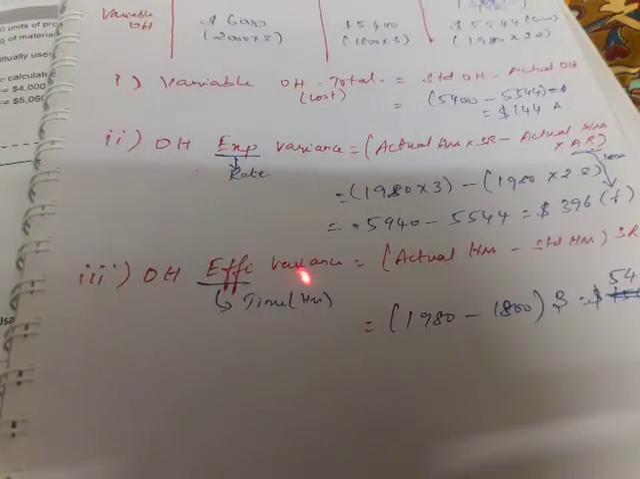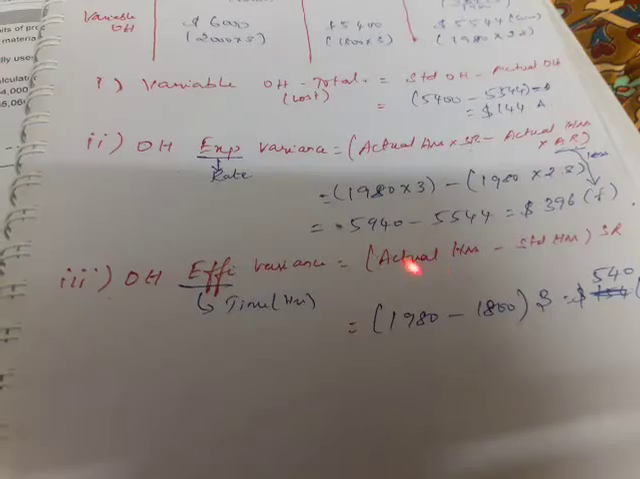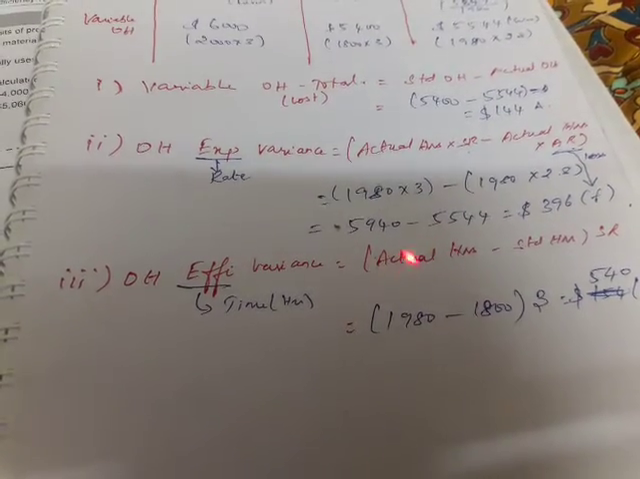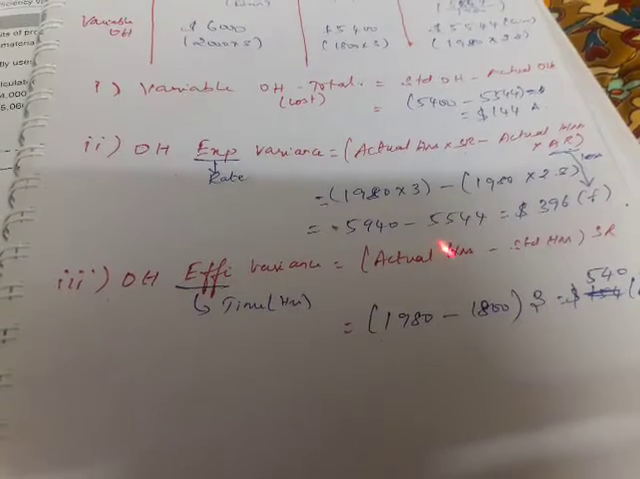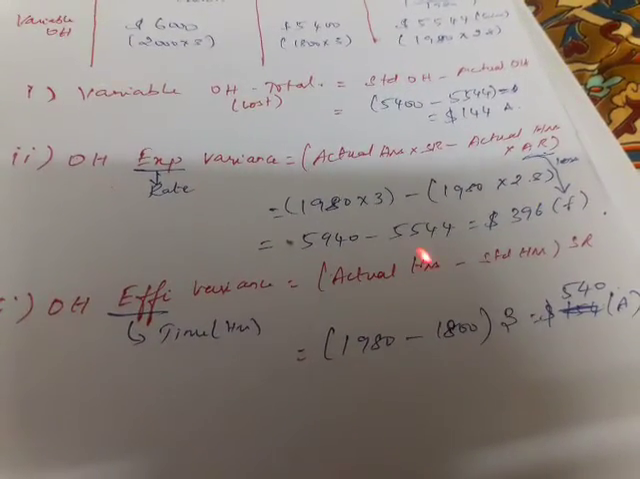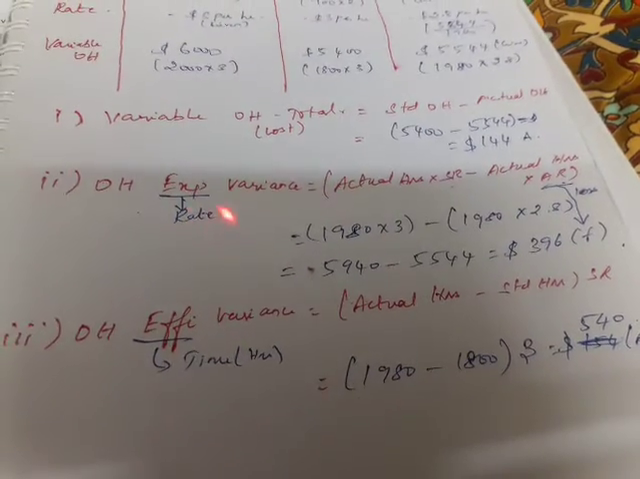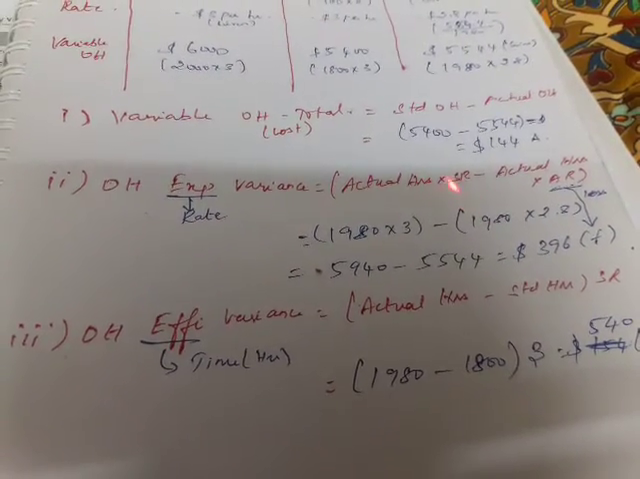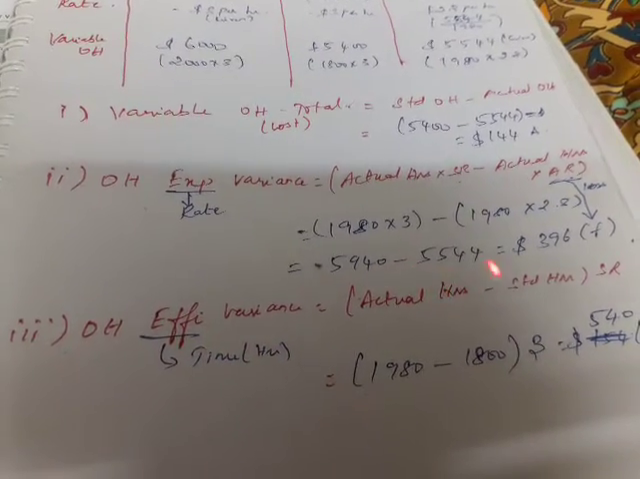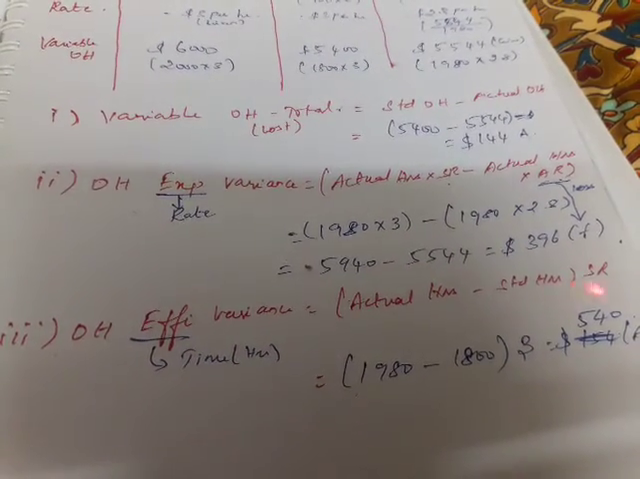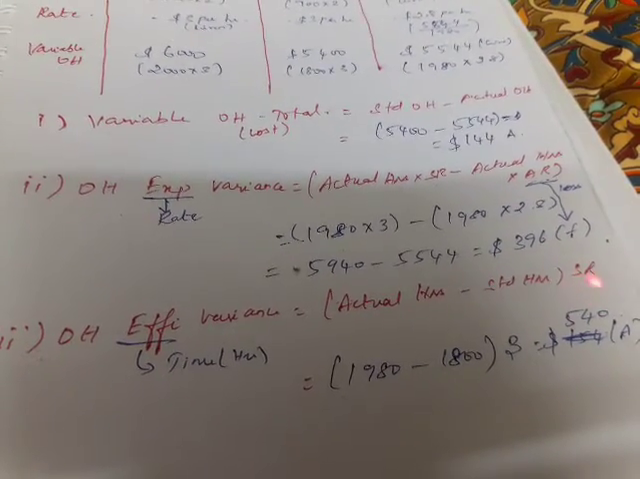So why I tell this is to make it easier for you to understand the formulas, or else I'll say directly the formula is this, you memorize. So when you have the efficiency, you will have the hours. So you'll compare actual hours minus standard hours. Here efficiency is hours, so actual hours minus standard hours into standard rate. You need it in dollars, so I am multiplying it with the rate.